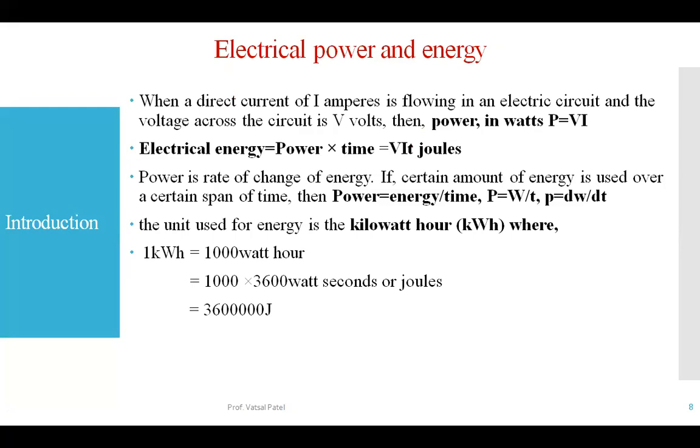For electrical energy, it is the power multiplied with respect to time. So it is P multiplied by T, that is the electrical energy. And from that you can also identify the power: power is equal to energy divided by time. And I gave the example that if you have 1 kilowatt hour of energy, how you can identify it in terms of joule, the electrical energy.